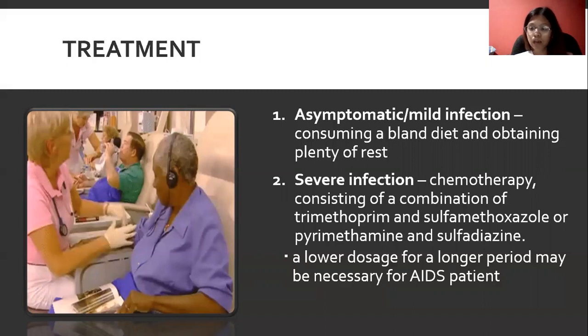For severe infection naman po, it is found that chemotherapy can be used for the treatment, with the combination of trimethoprim and sulfamethoxazole or the combination of pyrimethamine and sulfadiazine. A lower dosage for a longer period may be necessary for AIDS patients kasi baka naman po, yun pa po ang ikamatay nila. So, kailangan po bawasan yung dosage pero sa mas mahabang panahon po nila ititake ang gamot.